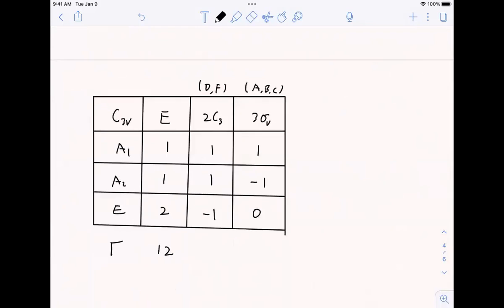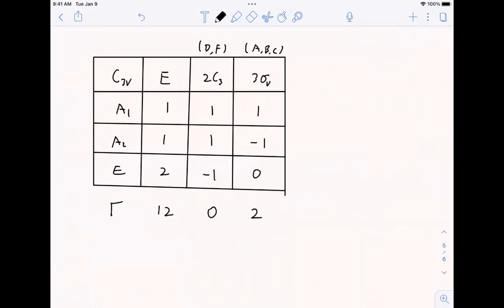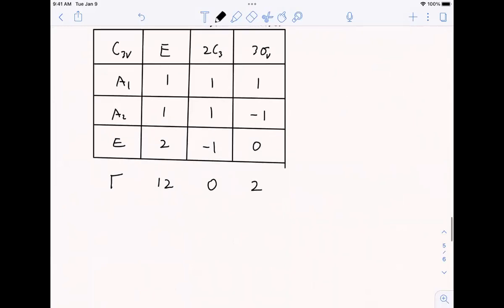So what about for D and F? We already got it, it is 0. And then for ABC, we got it, that is 2. Okay, so these are all the characters.